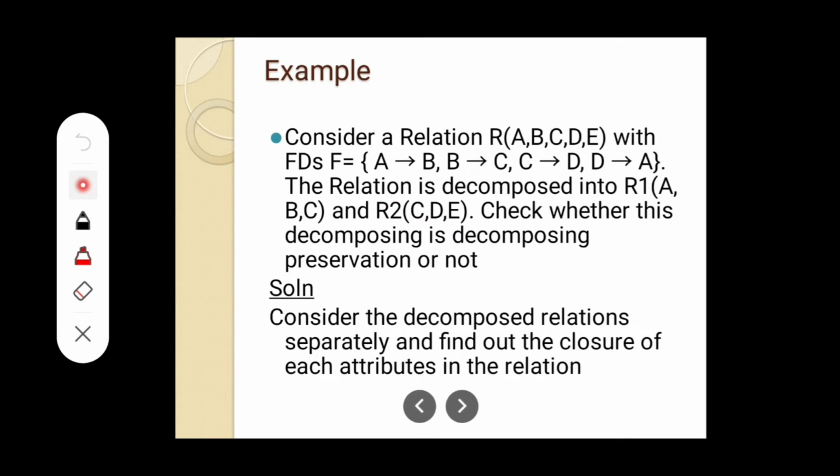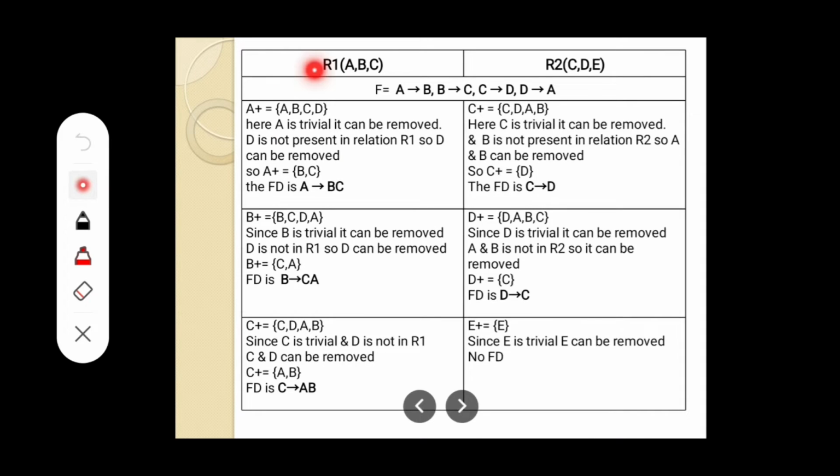Similarly we do this for R2. After finding the closures, we will reduce them using certain properties and try to find the functional dependencies of these relations. So let us go into the explanation. These are the two subrelations R1 (A, B, C) and R2 (C, D, E), and this is the functional dependency set F: A determines B, B determines C, C determines D, and D determines A.